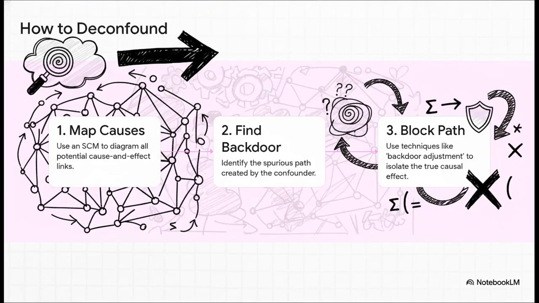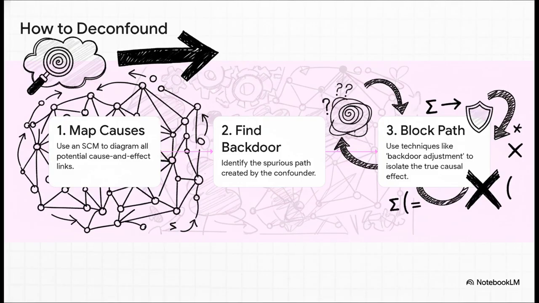So how do we beat this hidden enemy? Well, causal inference gives us a clear three-step battle plan. First, you draw that causal map, the SCM, to see all the possible connections. Second, you find the backdoor path. That's the sneaky, fake route the confounder creates. And third, you use a clever statistical trick to block that path.